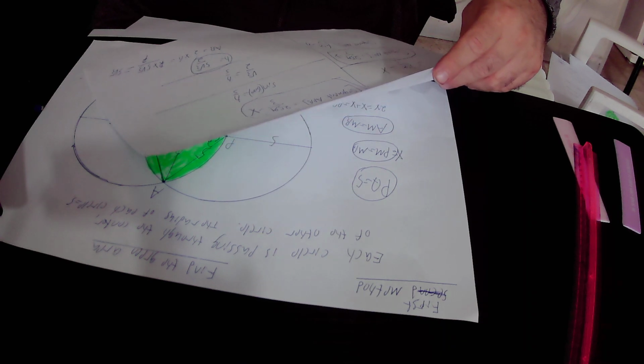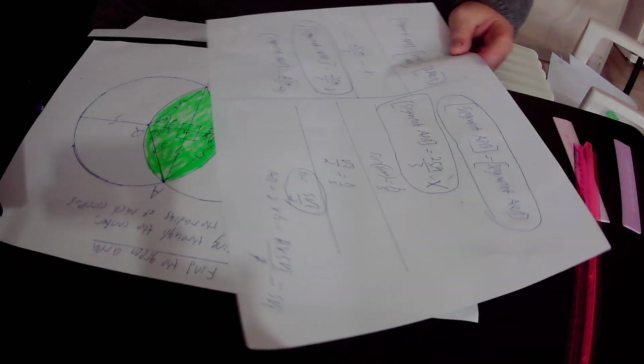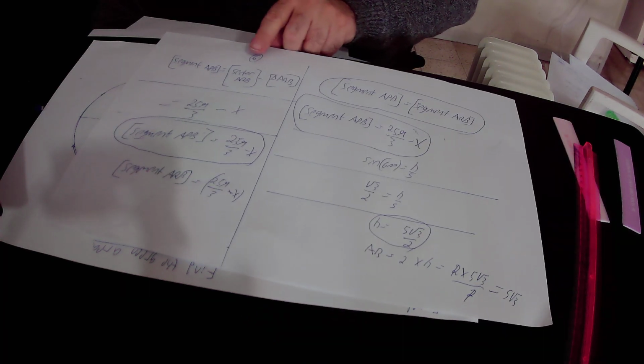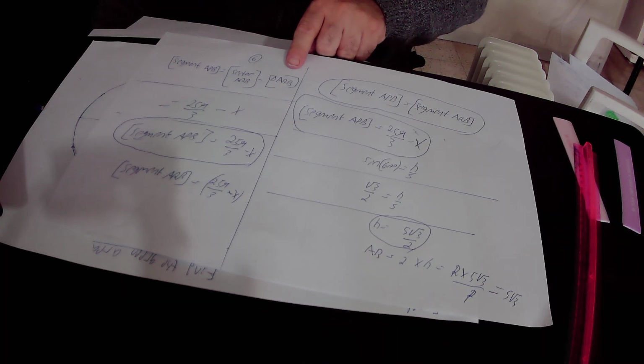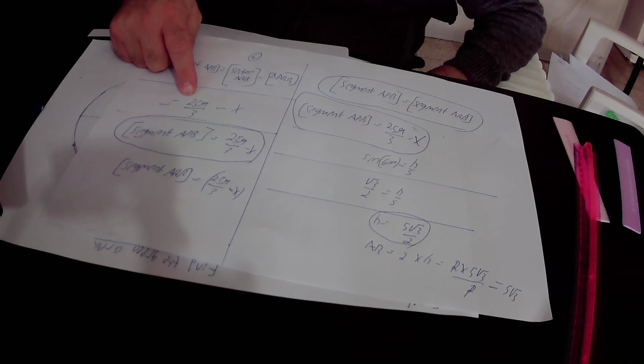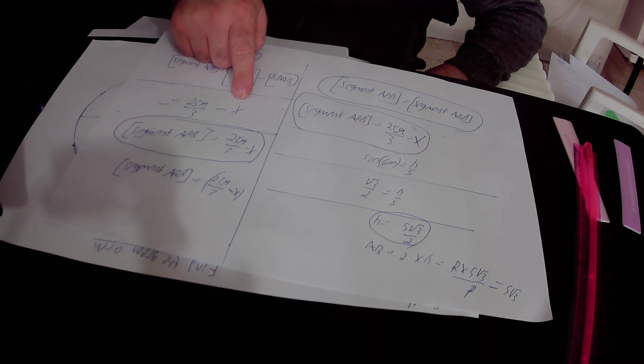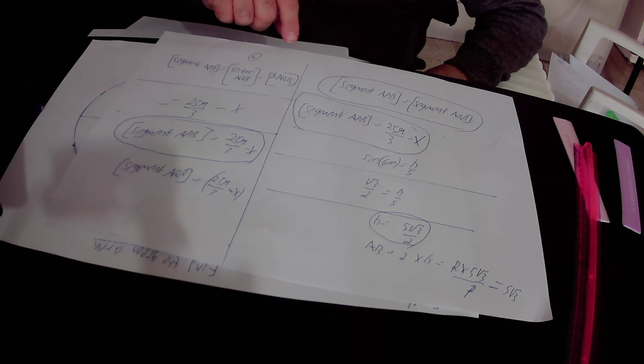Again, the area of segment APB equals the area of sector AQB minus the area of triangle AQB. And the area of sector AQB equals 25 pi over 3 square units. And the area of triangle AQB equals x. Why? Because the area of triangle APB is equal to the area of triangle AQB.